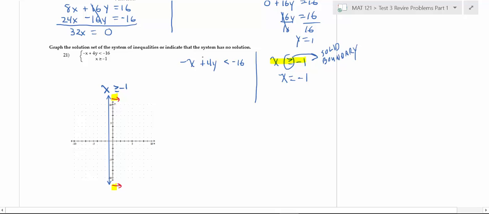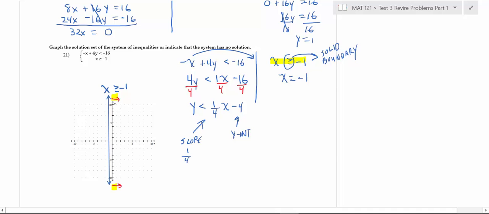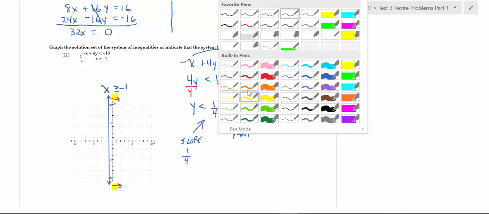Now what we can do is solve this inequality for y. So I add x to both sides to get 4y is less than positive x minus 16. Then I can divide both sides by 4. And then that will give y is less than 1/4 x minus 4. So that's going to give me a y-intercept of negative 4, and a slope of 1/4.